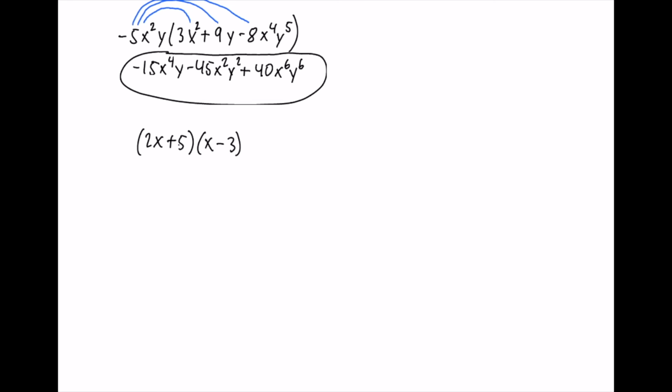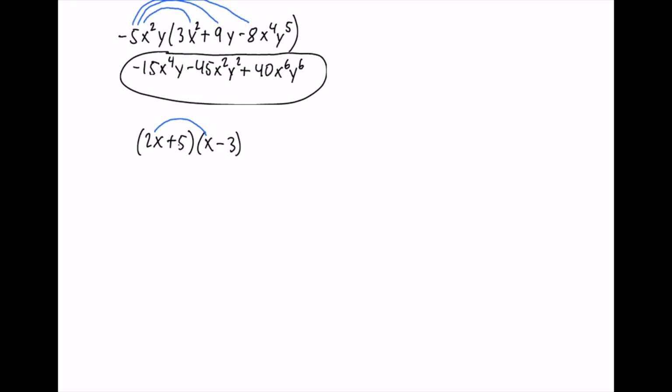Alright, now for the next step in the scale. A binomial, 2 terms, times a binomial, 2 terms. So, it's the same principle. You're using the distributive property, except you need to multiply everything in here by everything in here. So, let's start with 2x. So we want to multiply 2x by the first term in the second binomial, x. So first term times the first term.